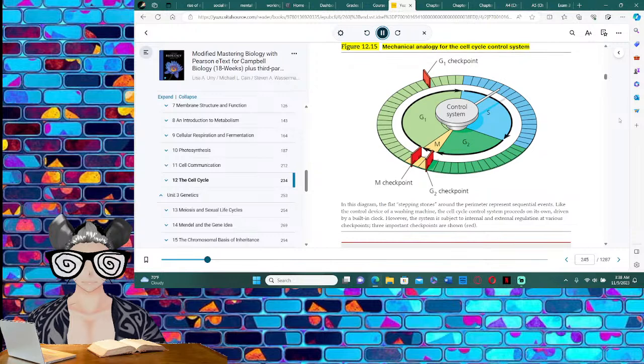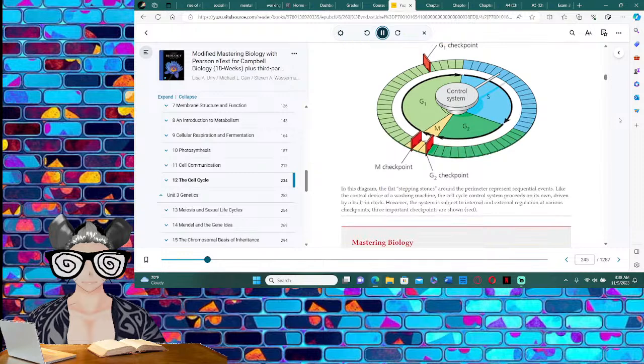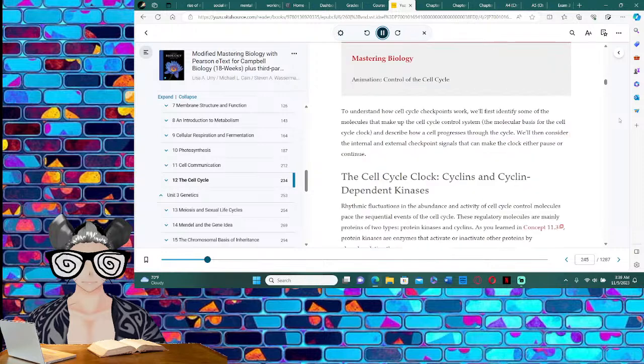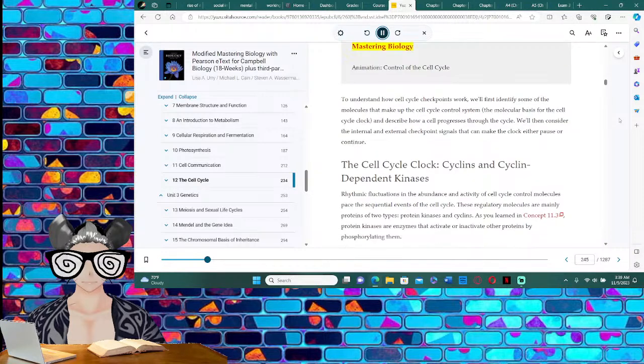Figure 12.15 Mechanical analogy for the cell cycle control system. Clock-like diagram of the cell cycle, with perimeter segregated into sections depicting sequential events. In this diagram, the flat stepping stones around the perimeter represent sequential events. Like the control device of a washing machine, the cell cycle control system proceeds on its own, driven by a built-in clock. However, the system is subject to internal and external regulation at various checkpoints. Three important checkpoints are shown, red.